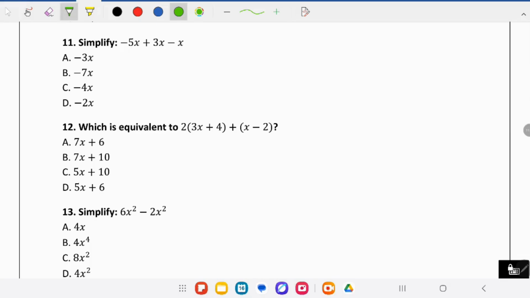In this question, I can see -5x plus 3x, negative x. These are like terms, so I can simplify. Minus 5 plus 3 is negative 2x, minus x. And this x has coefficient 1. So negative 2, negative 1 is negative 3x. Option A is my answer.